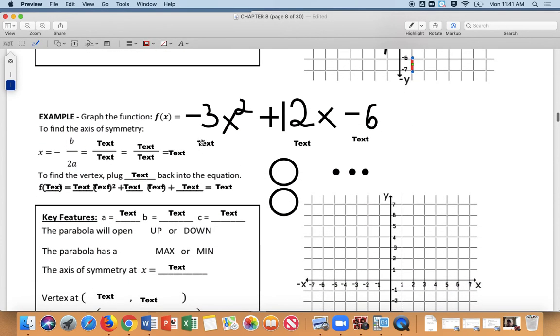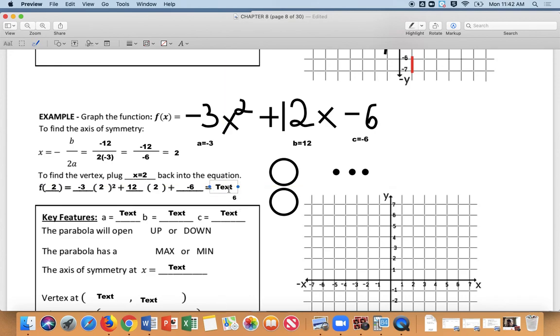Here, A equals negative 3, B was 12, and C is negative 6. So this would be negative 12 over 2 times negative 3, and then negative 12 over negative 6, so that would be 2. We plug 2 in. Negative 3, x is 2, b was 12, x is 2, and then negative 6. When I simplify, I have 2 squared, which is 4, times negative 3, that's negative 12. And 2 times 12 is 24. So negative 12 plus 24 is 12, plus a negative 6 is 6.